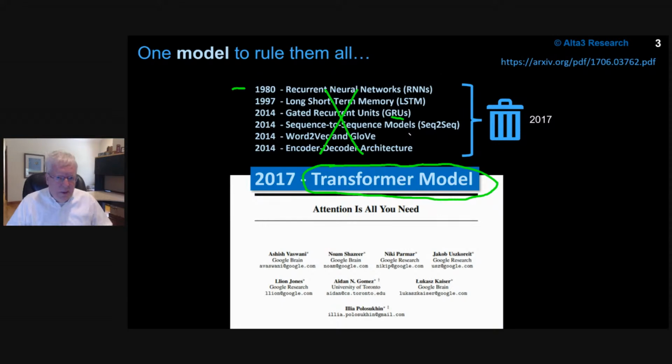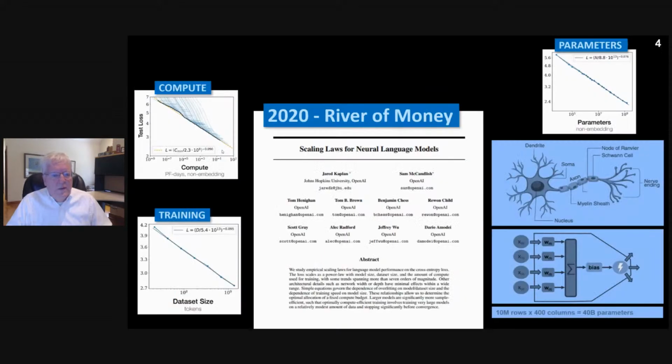Guys, don't waste your time on that. In 2017, the transformer model completely replaced all of them. But 2017 feels like a long time ago. What took so long? And that would actually be a good question.